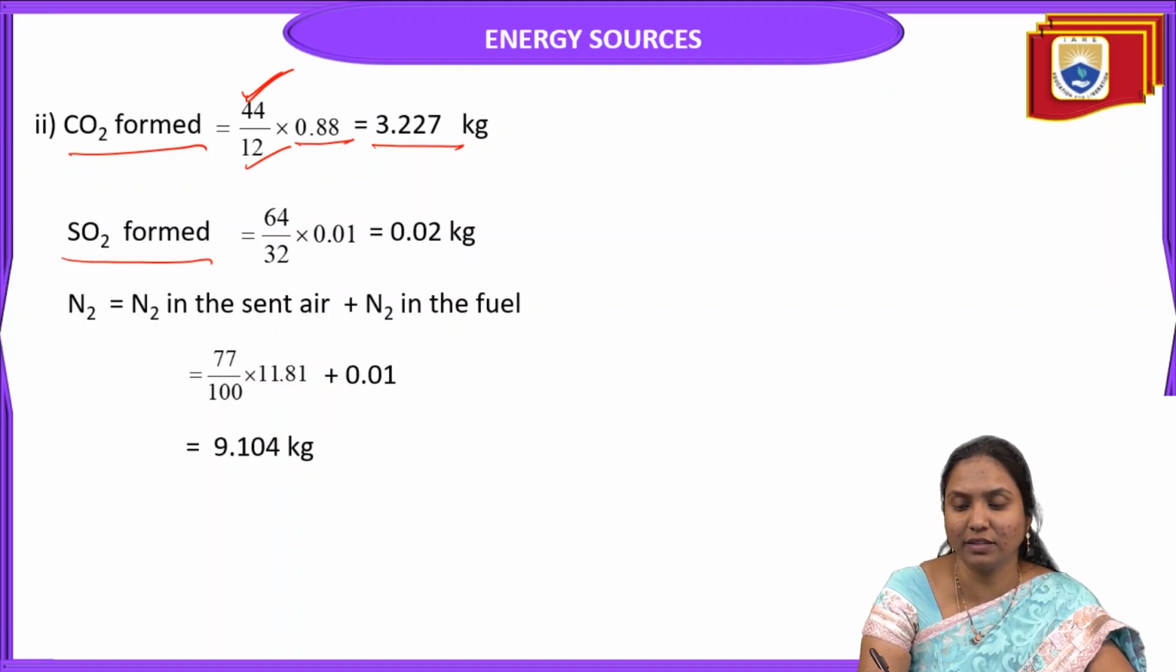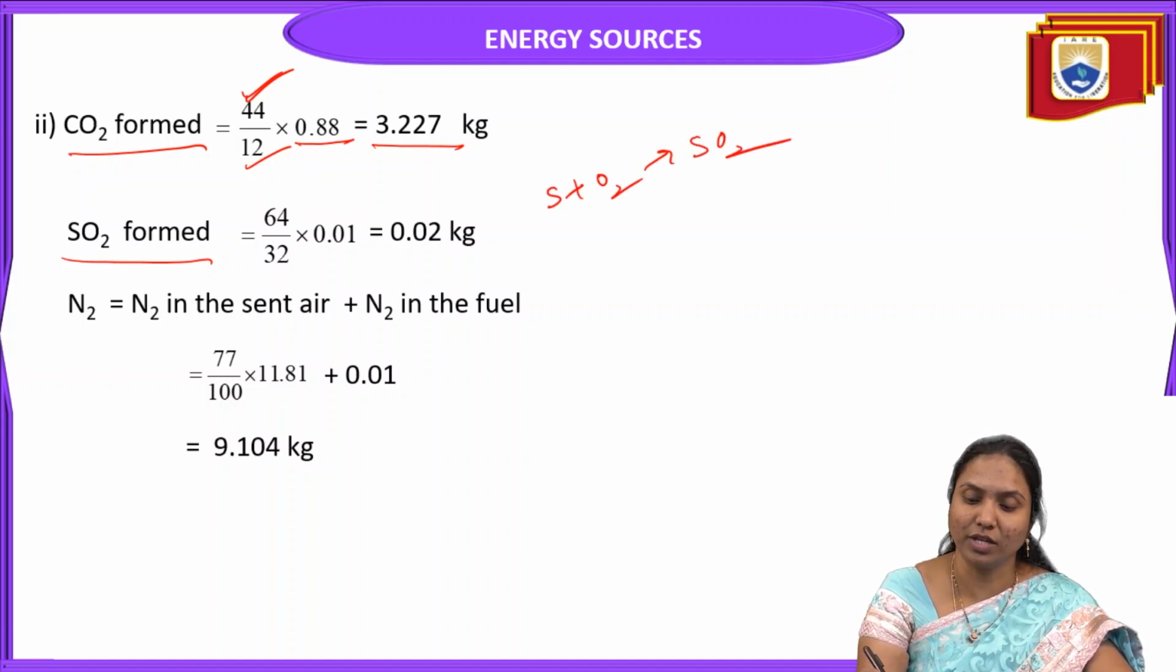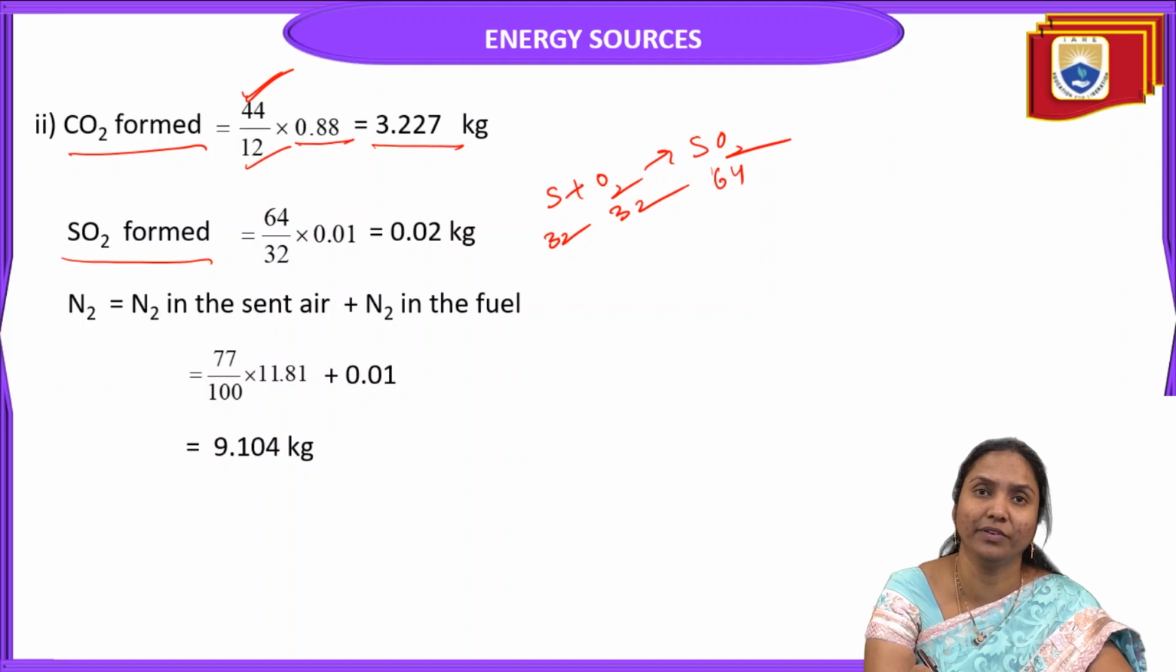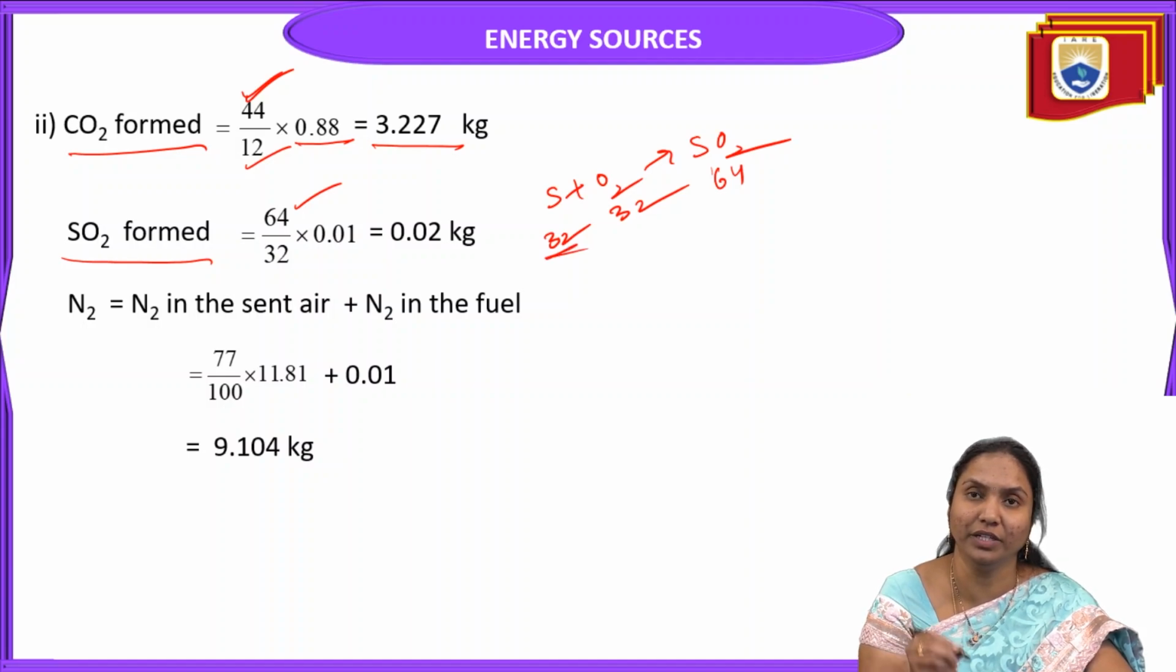Sulfur reacts with oxygen to form sulfur dioxide. Sulfur's molecular weight is 32, oxygen's molecular weight is 32, and sulfur dioxide's molecular weight is 64. So the molecular weight of sulfur dioxide is 64 and of sulfur is 32. That means 32 kilograms of sulfur burning forms 64 kilograms of the combustion product, sulfur dioxide.